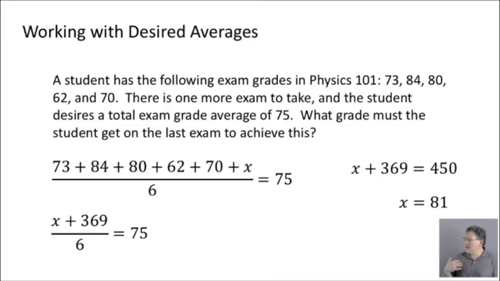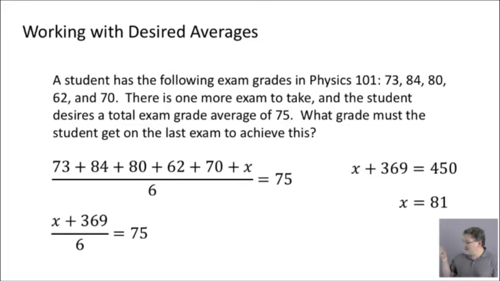Well, on the left-hand side, I want to get x by itself so that it's easy to see what x should be. And the first thing I want to address is dividing by 6. The opposite of dividing by 6 is multiplying by 6. So I'm going to multiply both sides of this equation by 6, and that makes that division by 6 disappear on the left-hand side. On the right-hand side, I multiply 75 times 6, and I get 450.